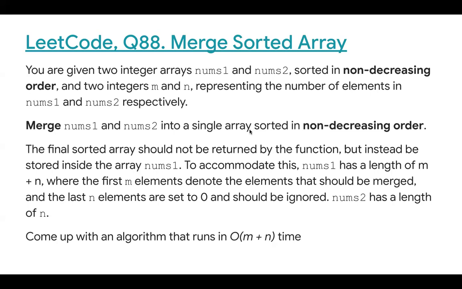So the first m elements in nums1, they are real elements. And then there are also n positions or n slots that are empty that we can use to hold other values, right? So it's good enough to hold the merged array. And come up with an algorithm that runs in big O m plus n time, which is linear time.